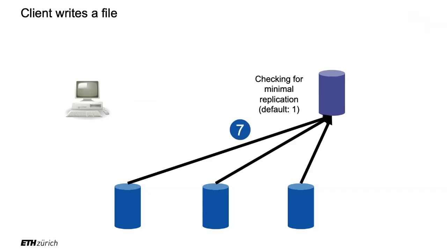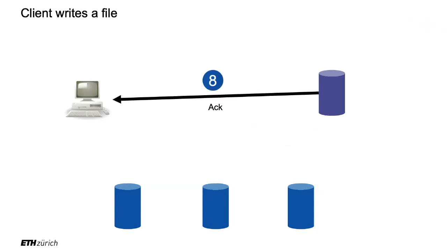Then the name node says, okay, now I need to do a few checks. It checks for minimal replication. At that point, by default, it only checks that each block is stored at least once, not 3 times yet, just once. That's the minimal replication. If it has a confirmation by the data nodes that we have 1 copy of each block, then it acknowledges to the client that this is all done.